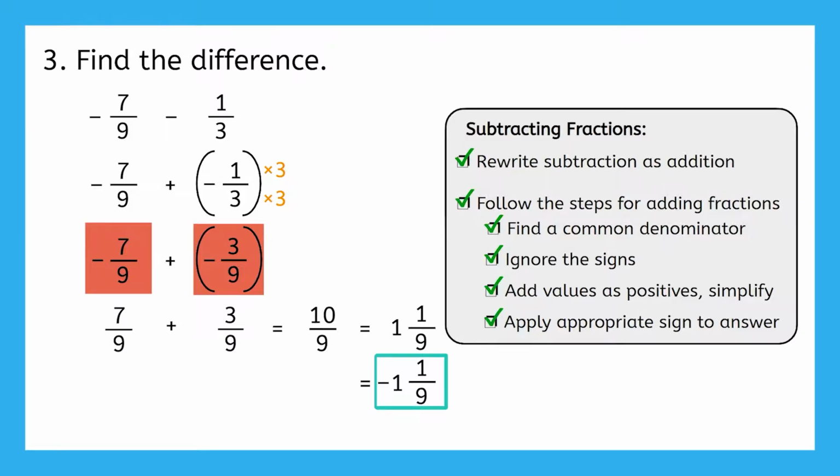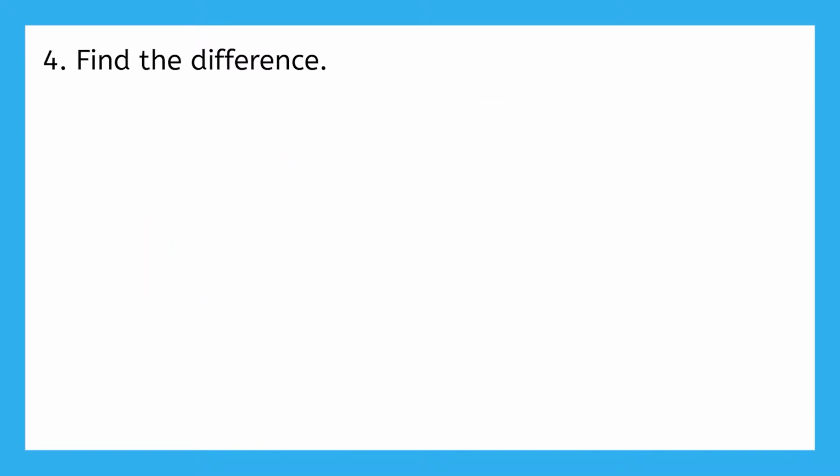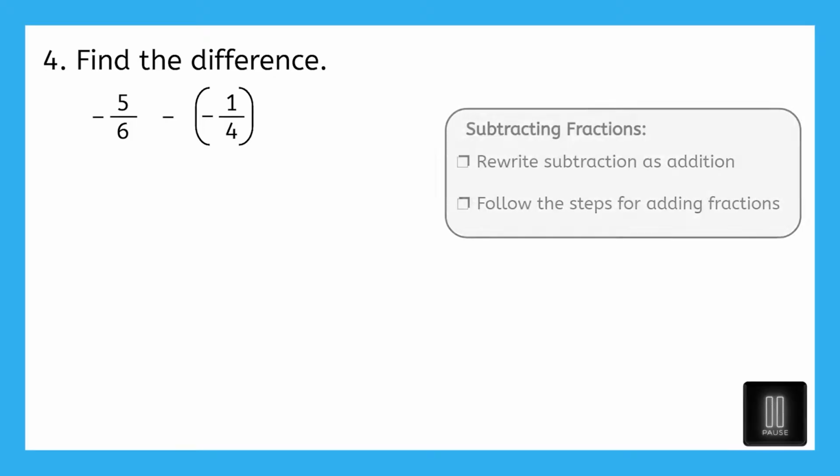Nice work! The same rules as subtracting integers and decimals also work for subtracting fractions because we solved the problem by changing the problem to addition. And we already proved those rules are the same. Awesome. Last example. Find negative 5/6 minus negative 1/4. Pause to give it a try.